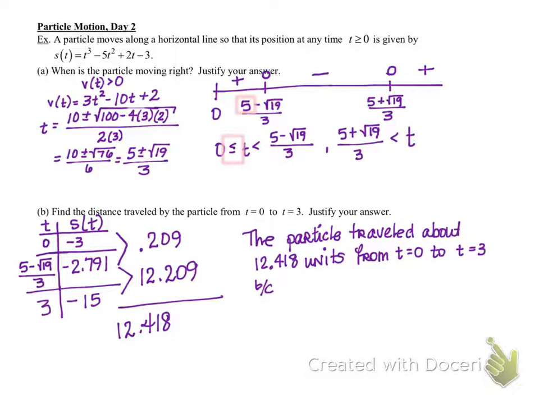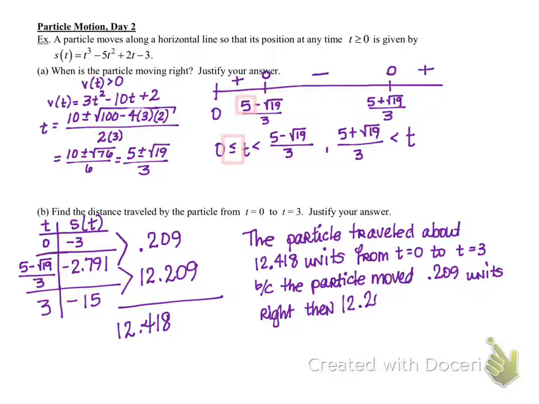Because it wants you to justify, the particle moved 209 thousandths units. It doesn't specify units. The label units is usually pretty important, right? Then 12 and 209 thousandths units to the left. Okie dokie.